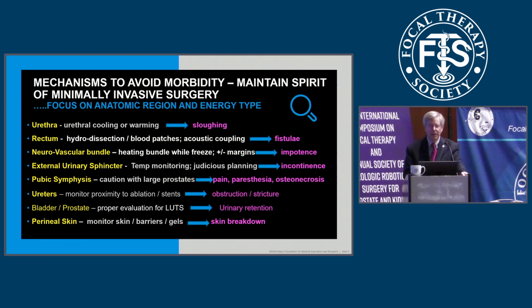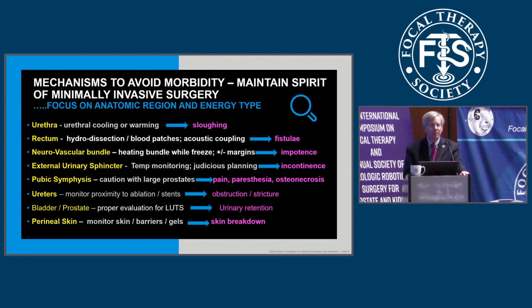External sphincters, I think this is mainly a planning issue, although with some of the non-thermal energies, you may be able to work around the apex much more aggressively without causing damage to the urinary sphincter. Pubic symphysis, I think we often overlook the damage that can be caused there, particularly in large prostates. And if you've got a pubic symphysis issue, they're pretty devastating.